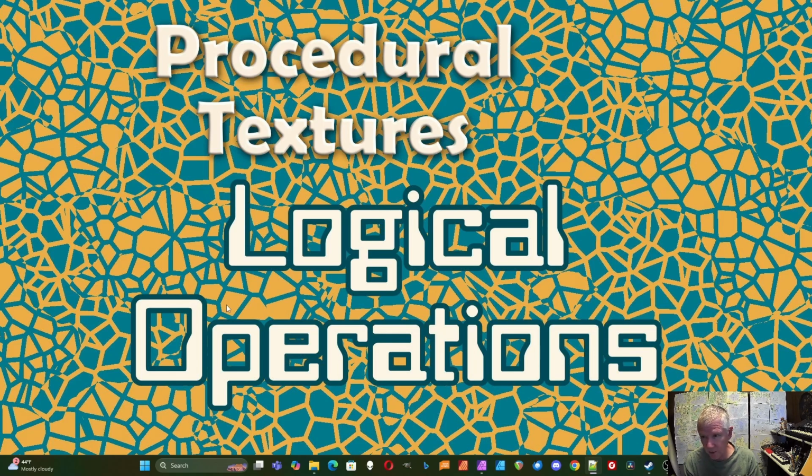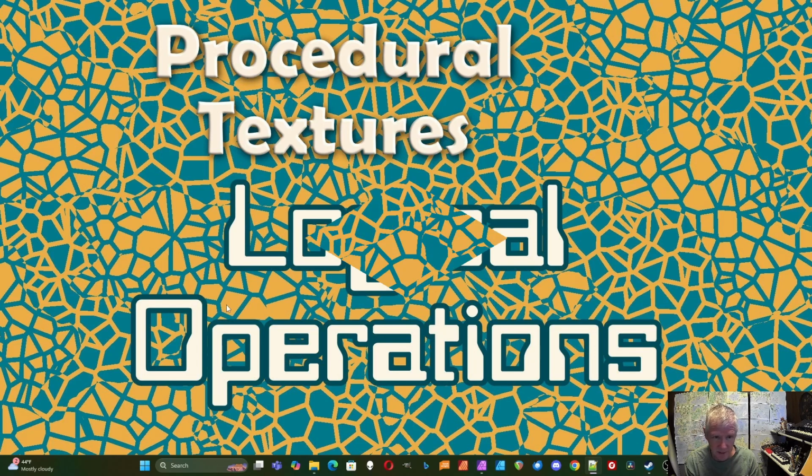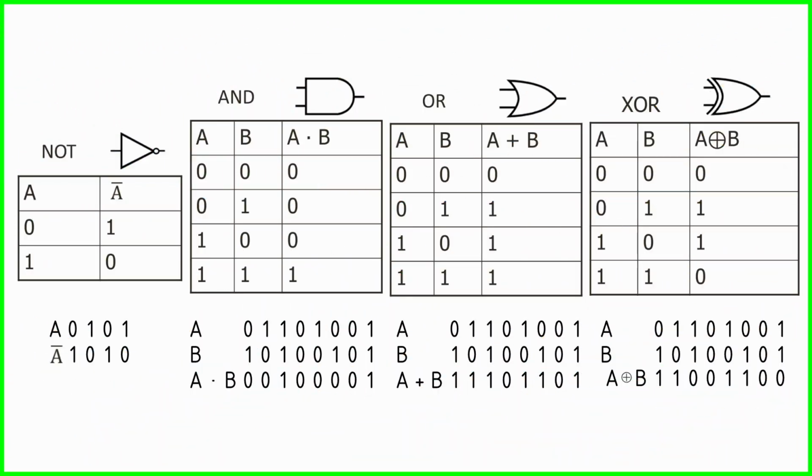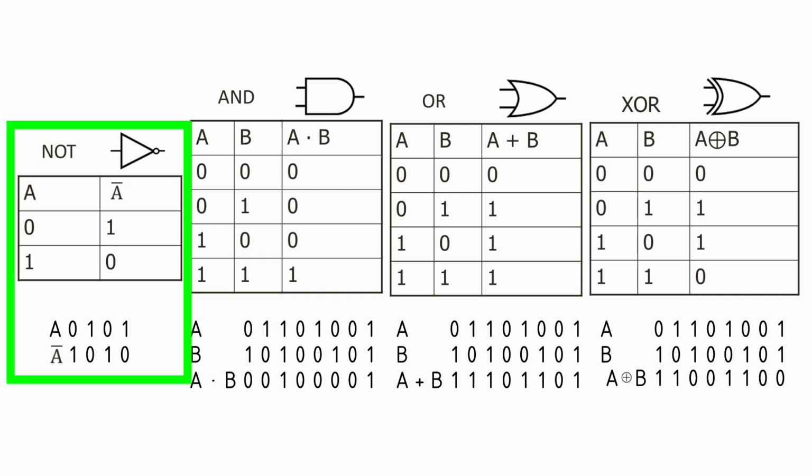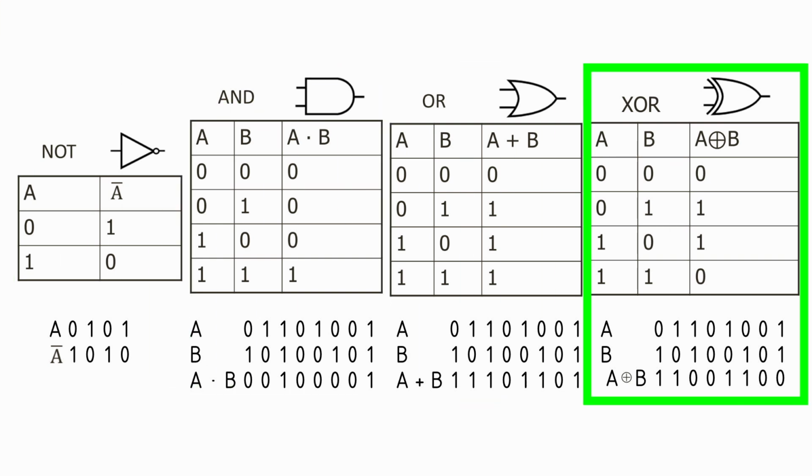I'm going to go over the logical operations that are available in the procedural textures. The background image I'm using here is an implementation of an exclusive OR function, and I have a combination of Perlin noise and cell noise, and then I have the exclusive OR function applied to this. I'm going to be covering 4 different logical operators: not, and, or, and exclusive OR.